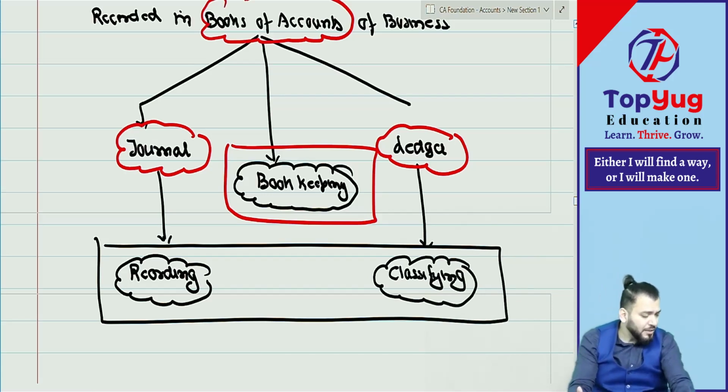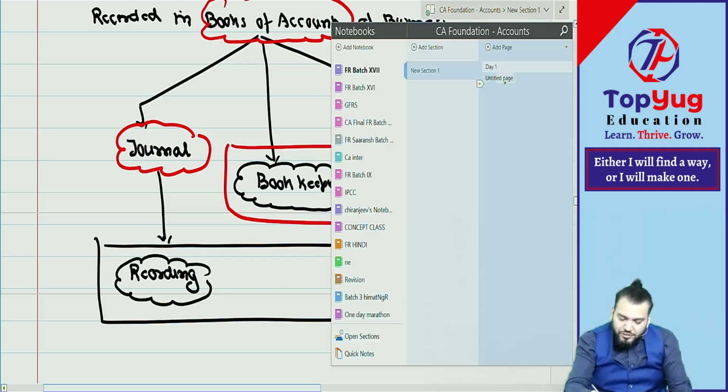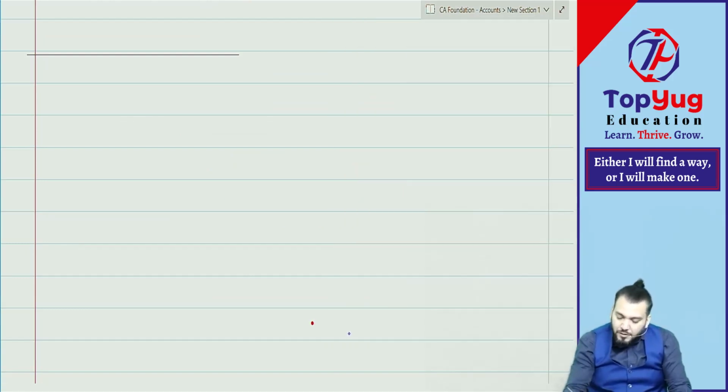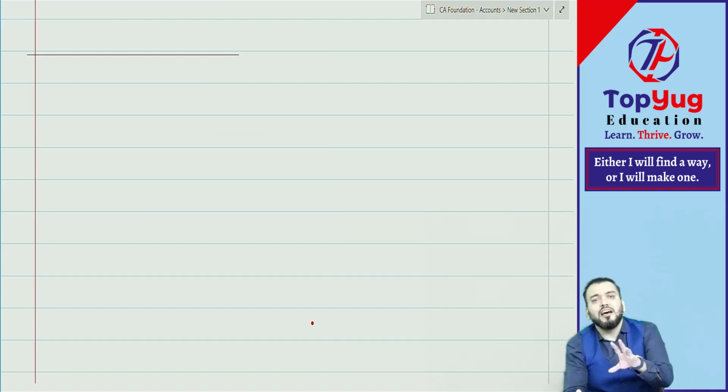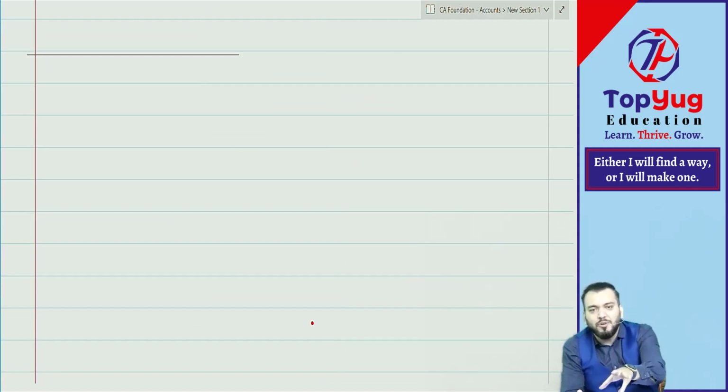Correct. Then just try to understand. Today, what we are going to discuss is what already we have understood that we are here to understand the grammar of accounting. Accounting is language and we are here to understand the grammar of accounting. Till we understand grammar, we cannot start any language. Correct now?